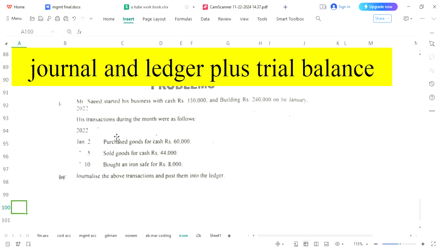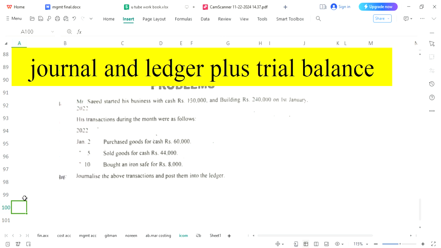Today's target is to understand how to make a journal. Then the next step is to make ledgers, and the last step is to convert those ledgers into a trial balance. Here we have a very small, short question where only four entries are present. It's because with the ledger, trial balance and journal, if you had a large number of entries, it would take a lot of time. That is why a small question has been chosen.